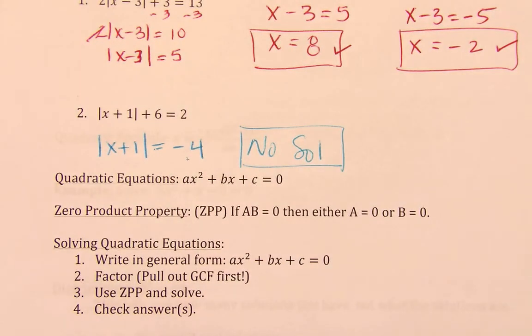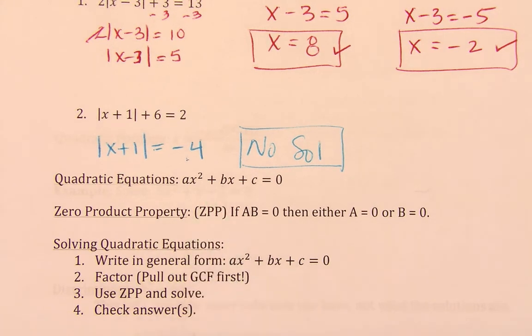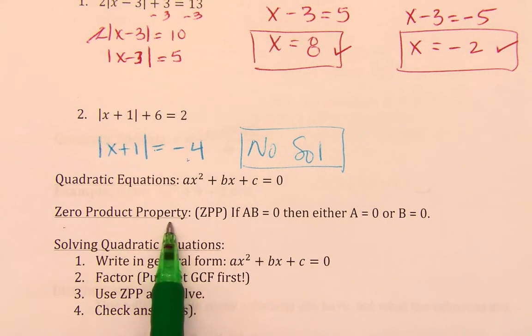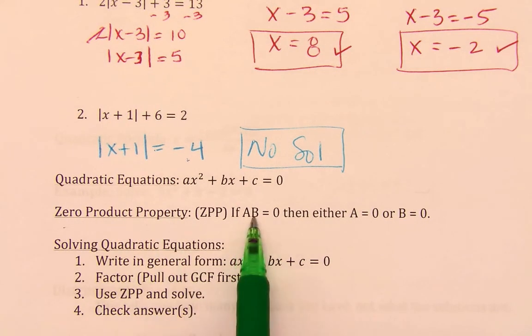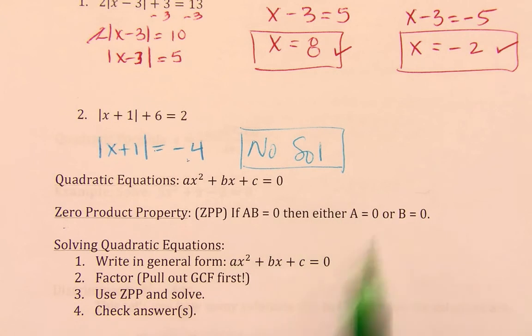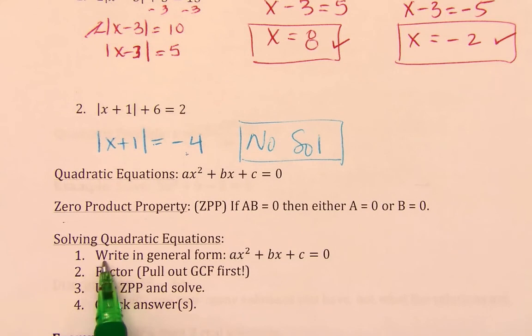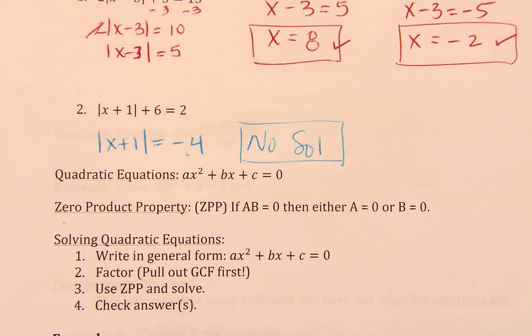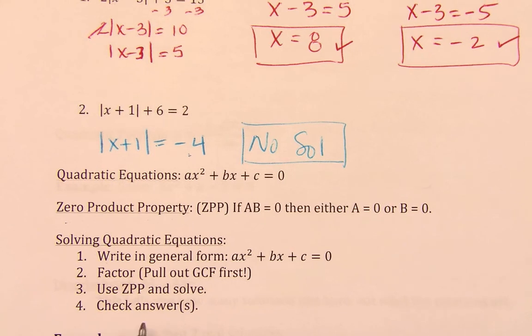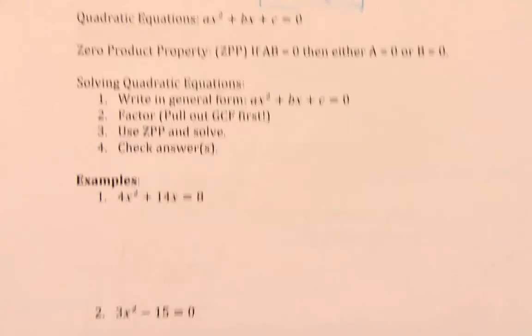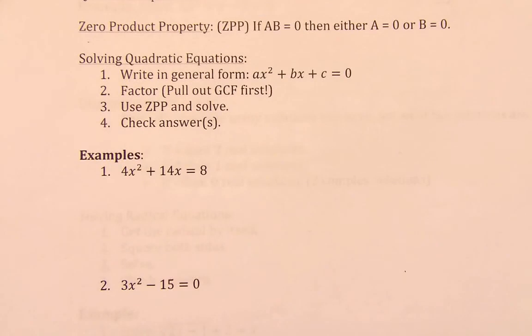Now, we're used to looking at quadratic equations, and this is the general form of a quadratic equation. The zero product property tells us that if I have two things being multiplied equal to 0, then one of them or both of them have to equal 0. So when we're solving quadratic equations, first thing we want to do is write it in this form so that there's a 0 on one side. We always want to pull out the GCF first and factor, and then we're going to set our factors equal to 0, solve, and check our answers. So let's go through some examples.